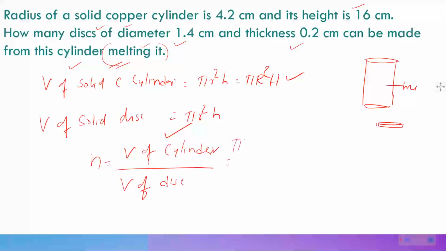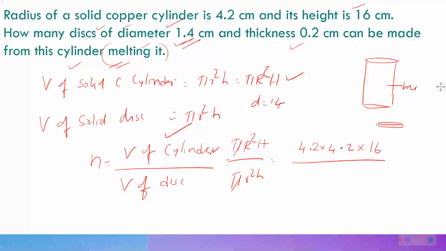So pi r square h upon pi r square h, which is equal to, pi will get cancelled, and h and r will be different. In the case of r, 4.2 centimeter, everything is in centimeter, so 4.2 into 4.2, that is r square. H is equal to 16 upon the small disc, whose diameter is given as 1.4 centimeter. If diameter is 1.4, radius is equal to 0.7. So r square is 0.7 into 0.7. Height is equal to 0.2 centimeter. Write it as such. If you solve this, you will get the number.